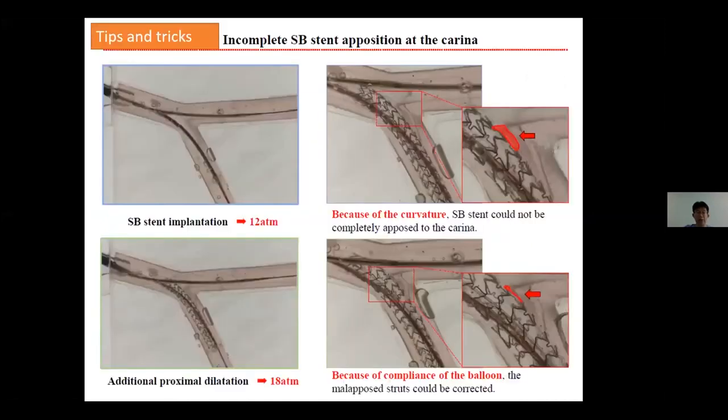So, tips and tricks for the DK crush technique. Incomplete side branch apposition, to avoid side branch stent malapposition out of the carina, is very important. This is a side branch implantation at 12 atm. After 12 atm, as you can see, around the carina a malposition occurred. So to avoid malposition, additional proximal dilatation is needed, for example 18 atmospheres. After 18 atmospheres at side branch stenting, there is no malposition strut. So malposition strut could be corrected. It's very important. This is one tip.